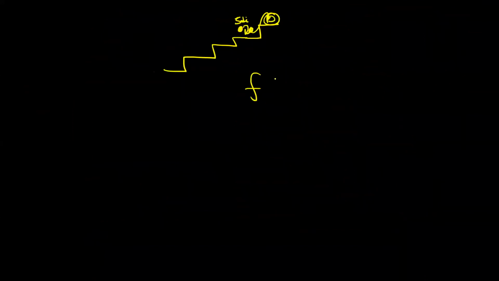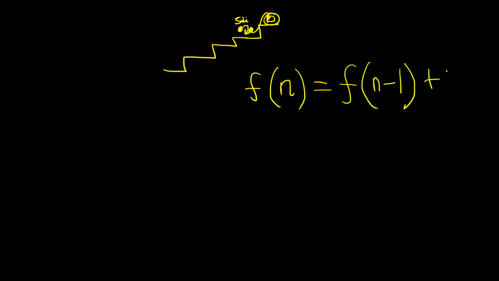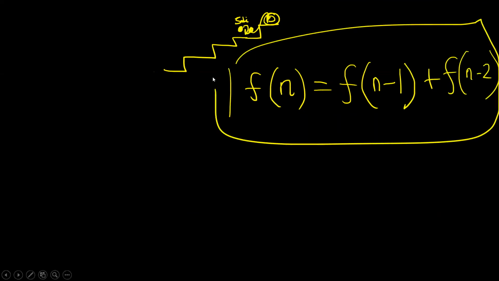So what do I say? The total number of distinct ways to reach step number N is nothing but the total number of distinct ways in which you can reach step N minus 1 plus the total number of distinct ways in which you can reach step N minus 2. That is the answer to the number of distinct ways in which you can reach step number N. How many of you are understanding what is going on? Yeah, so there are 8 ways.